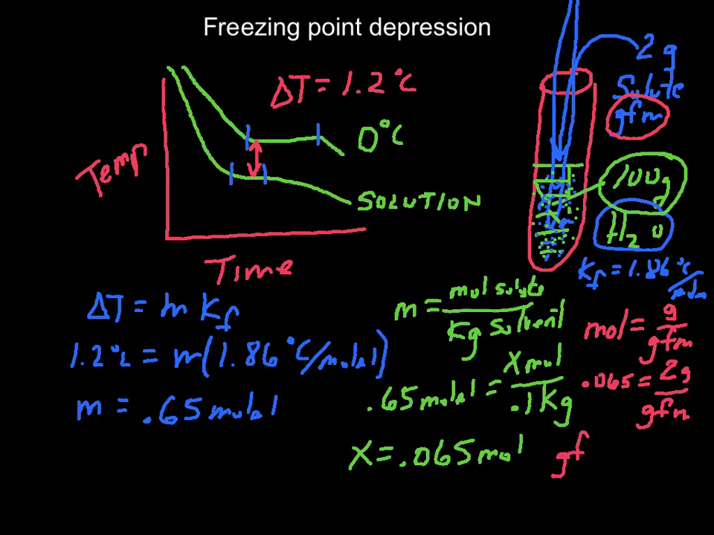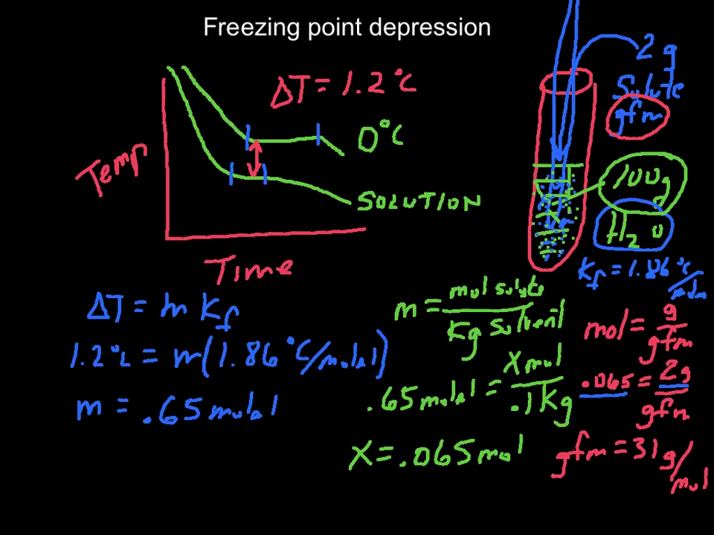Solving for the gram formula mass, I'm going to take 2 and divide by 0.065. 2 divided by 0.065 ends up giving me a gram formula mass equal to 30.7, or 31 grams per mole. So it's a way of figuring out what the molar mass is of that solute that resulted in a dropping of the freezing point.